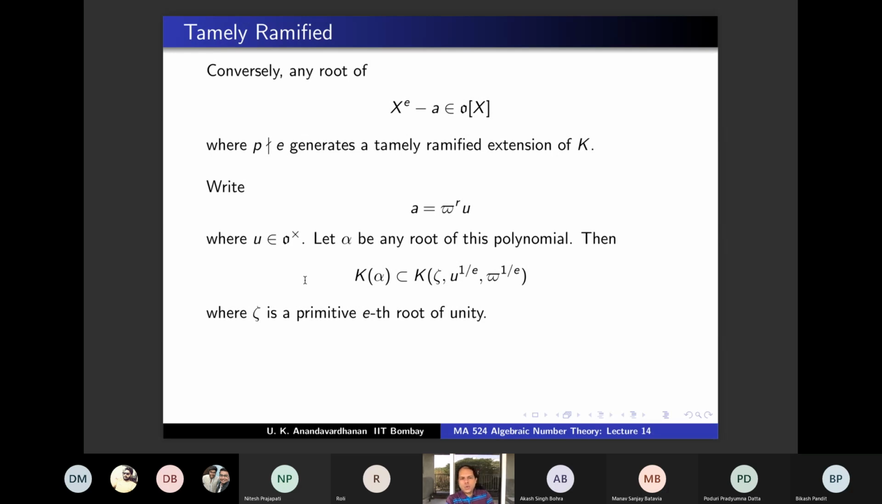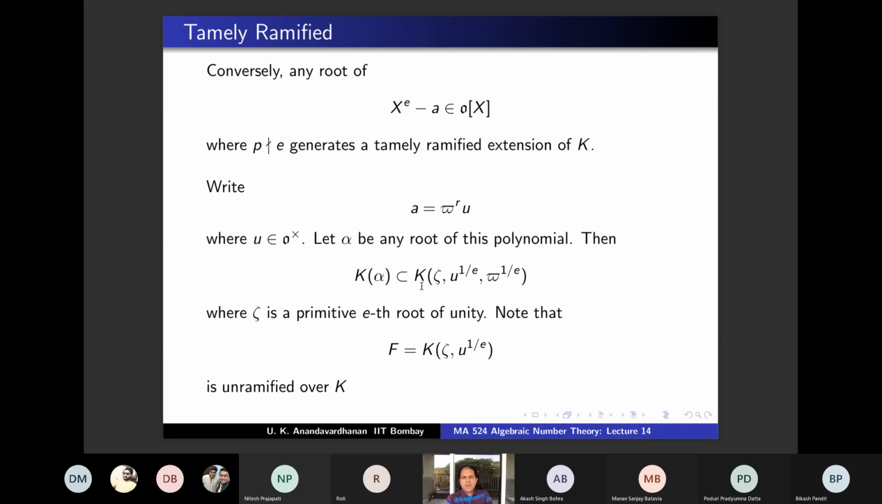So what do we need to show? The claim is that K(alpha) over K is tamely ramified. So K is contained in K(alpha), which is contained in this. It's enough to show this: we will check the ramification index of the total thing. The ramification index of this thing we will say is E, and P doesn't divide E is given to us. And this ramification index will divide that ramification index, because ramification index is multiplicative. So that will show that K(alpha) over K is tamely ramified. So that's what we have to do.